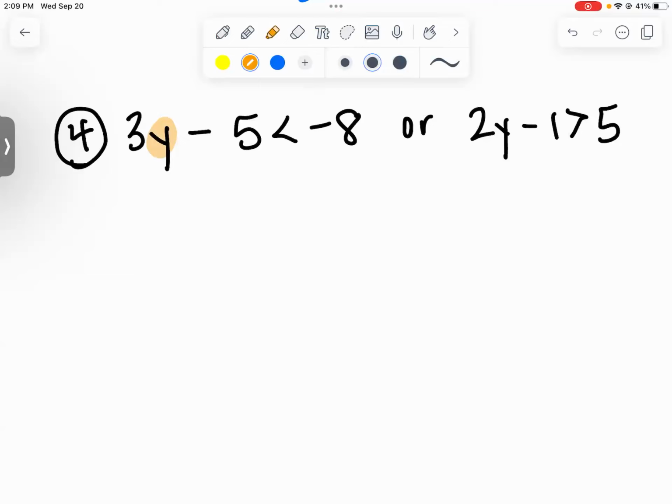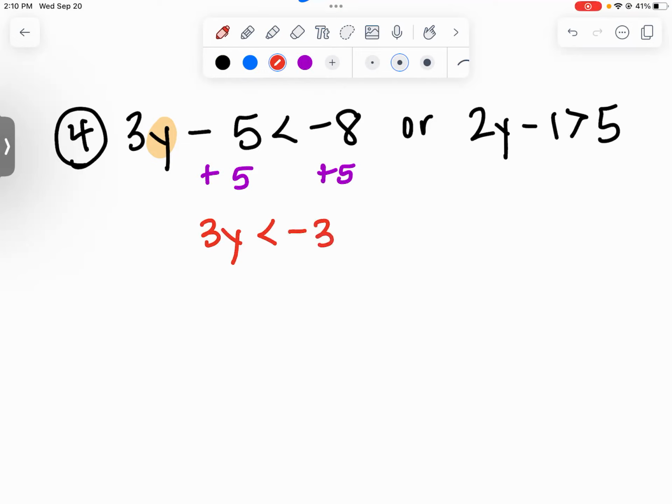All right, Kari, tell him what he needs to do. Add 5 to both sides. Okay, so we have 3y is less than -3. Okay, I'm coming back to you, Brooks. Now what do I do to get y by itself? Divide by 3. So we get y is less than -1.